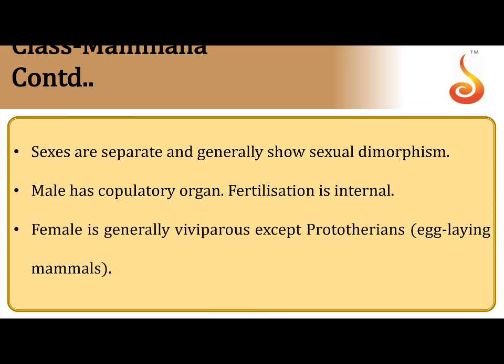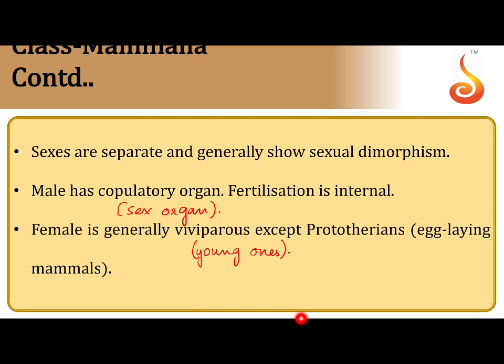Sexes are separate and generally show sexual dimorphism. We can surely identify a man from a woman. This exhibits a strong sexual dimorphism. Males have a copulatory organ, what we call sex organs, which helps them for mating. Fertilization is internal. Females are generally viviparous, meaning they give birth to young ones. They don't give rise to eggs but to young ones.